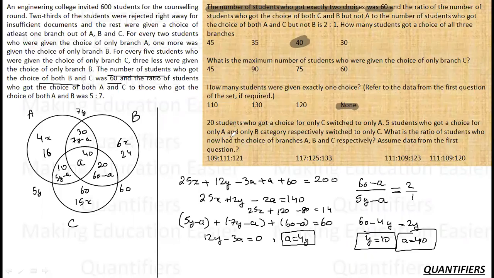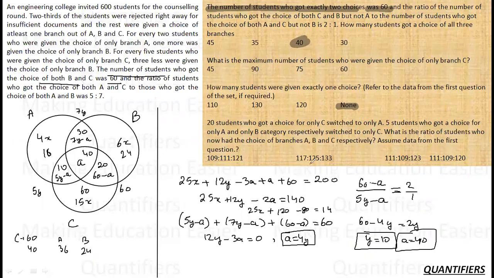Third, 20 students who got a choice for only C switched to A. So C में थे कितने? 60. उसमें से 20 A में चले गए. तो C में बचे 40. A में चले गए 20 यानी 20 plus 16, 36 हो गए. और B में कितने हैं?